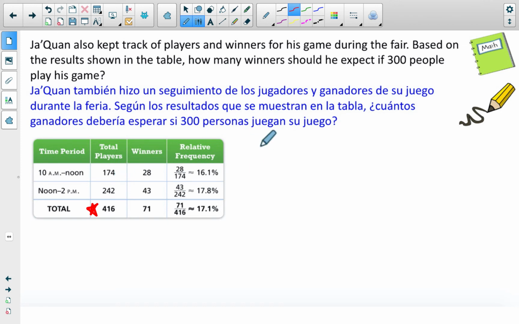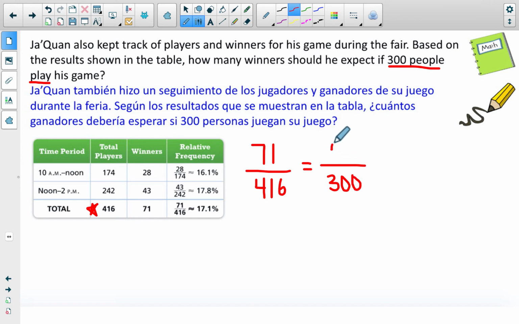All right, so let's think about this. We know 71, and there's a few ways to do this. 71 out of 416 people played. I'm going to look at this as a proportion. All right, remember, this is the winners, this is the total number of players. Well, the question's asking if 300 people play. So we don't care about 416, we care about 300.